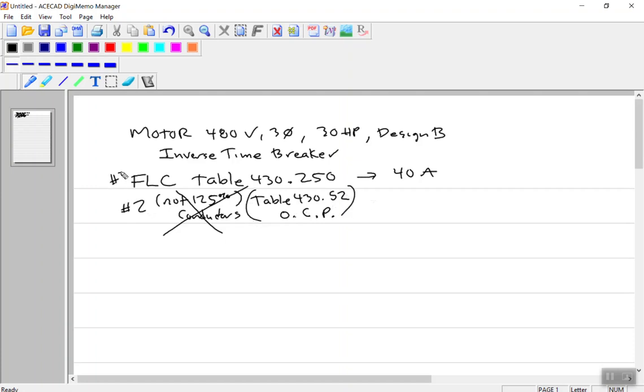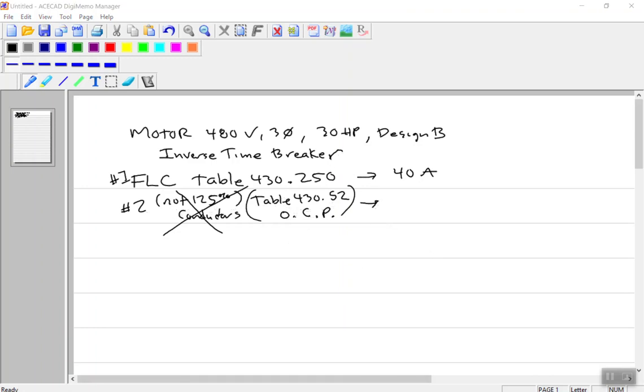Step number 1 is the FLC. Step number 2 is to get our multiplier from the table. Get our multiplier from the table. Okay, so let's go ahead and do that. Now it says here that we're using inverse time circuit breaker, right? So I mean that's key here. I mean if we don't see that, then we're doomed.